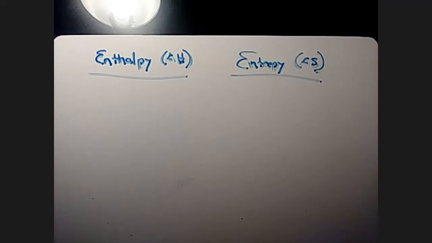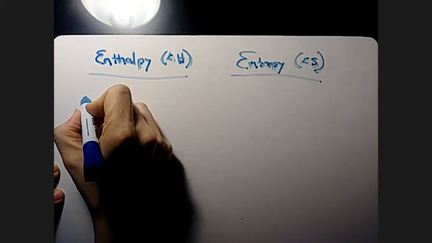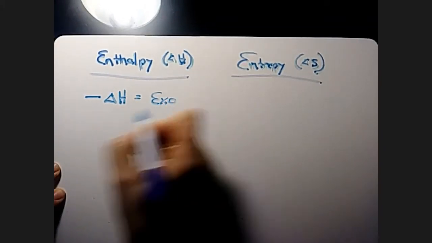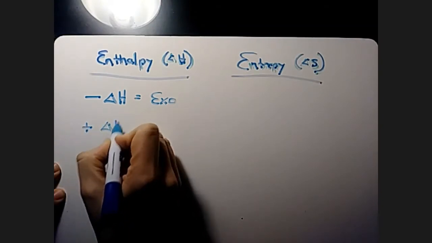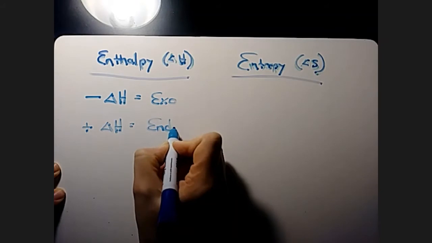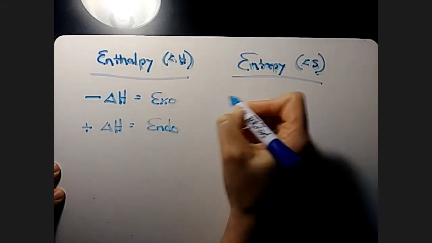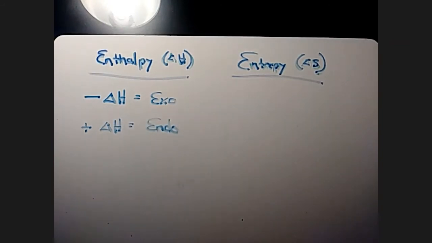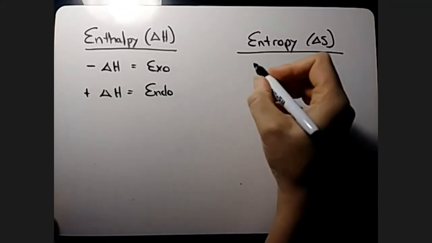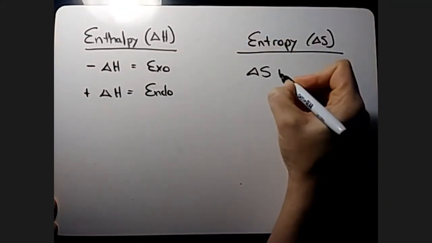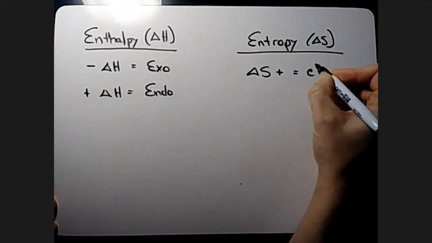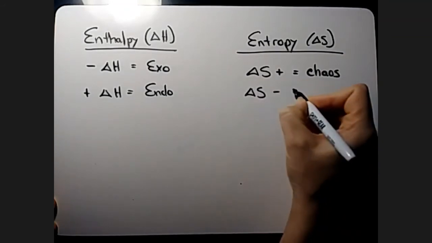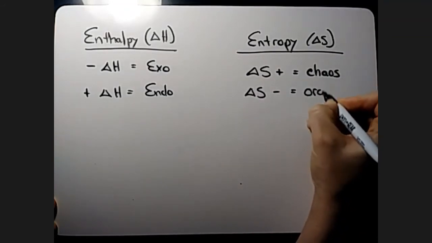So looking at the balance between these two forces, we know that when delta H is negative, we have an exothermic reaction. And when delta H is positive, we have an endothermic reaction. We also know that the sign of entropy really can matter. So when delta S is positive, that means that we're moving toward chaos or disorder. And when delta S is negative, it means that we're moving toward order.